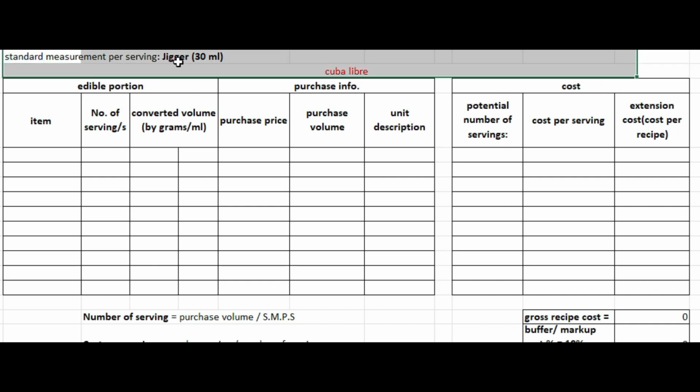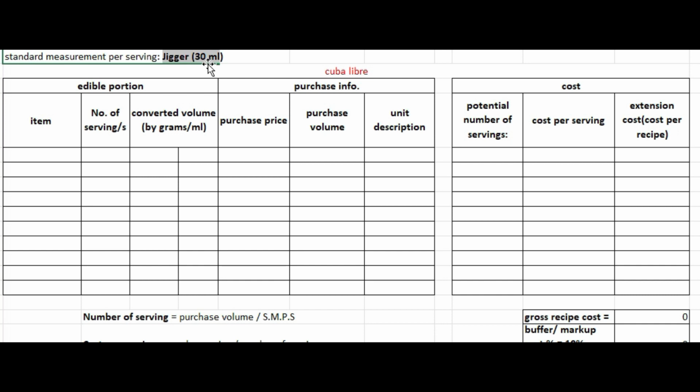Before we start, let us first familiarize the different parts of this template. First we have the standard measurement per serving. By the way, the term per serving in this costing refers to the amount or the volume of your standard measuring utensils in every mixing or in every product making. For this case, I am using a jigger. This means that in every mixing process, I am using a jigger as my standard measuring utensil.